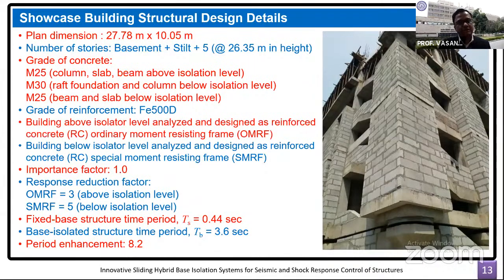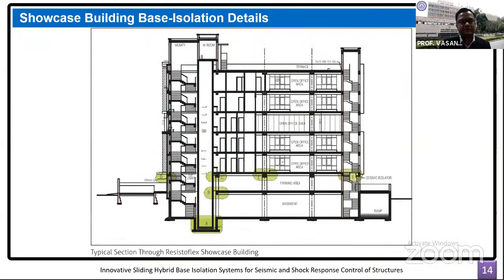So without isolation, this structure had a time period of 0.44 seconds, whereas with the base isolation structure, the time period we achieved is 3.6 seconds. Thereby, we have achieved an elongation of the time period by about 8.2 times. So as I have said in the beginning, even if we achieve time period lengthening by 3 or more, we start achieving beneficial effects of the base isolation system.